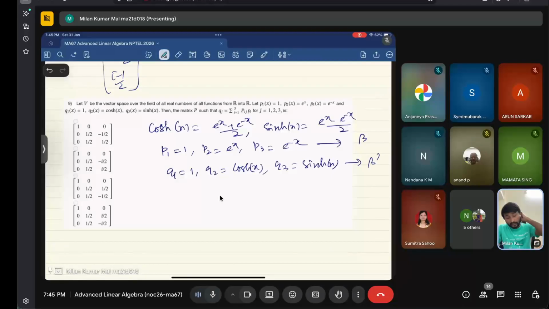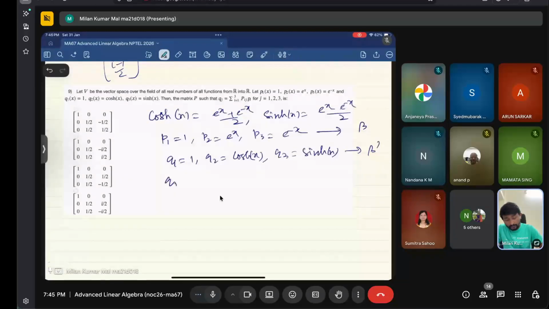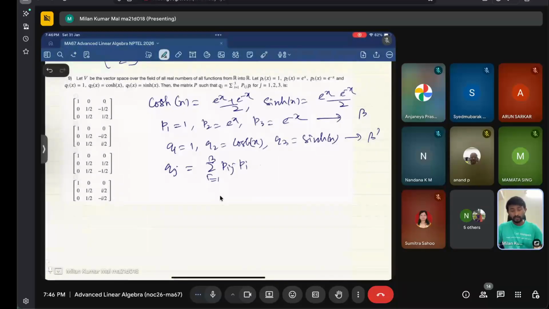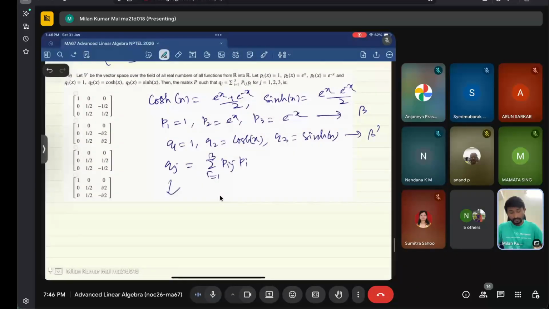Now, here it is asked that Qj equals the summation of Pij Pi, i equals 1, 2, 3. Then what is the Pij? Basically it is a basis change. In the first case, it's clear that whenever j equals 1, it becomes 1, 1, 0. So the matrix P is actually 1, 0, 0. This is clear because if you take Q1, that is 1, so how to write it in terms of P1, P2, P3, that is 1, 0, 0.